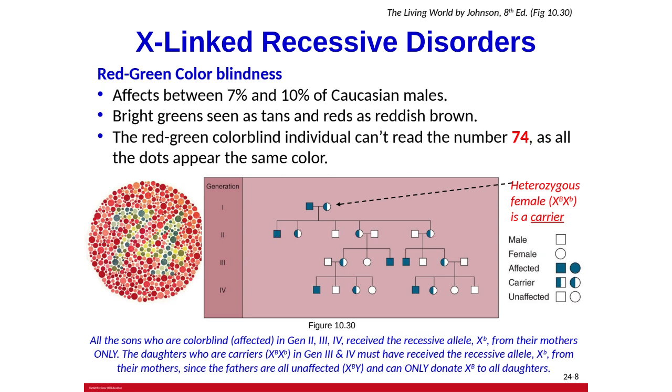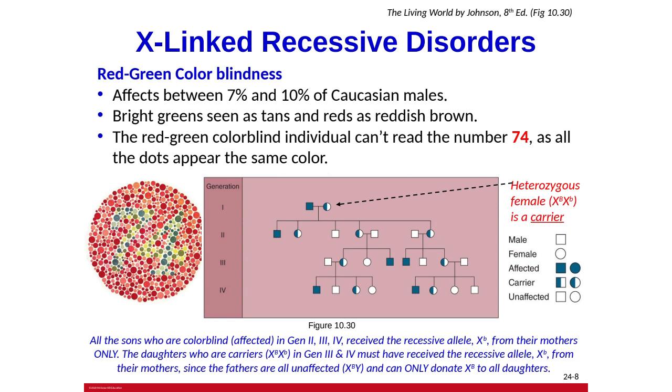As I mentioned earlier, about 1 in 12 Caucasian males have red-green color blindness. There are different forms of red-green color blindness, so different levels of severity. So this corresponds to about 7 to 10% of Caucasian males. So for them, bright greens are seen as tans and reds as reddish brown. A red-green colorblind individual shouldn't be able to read the number 74 as all the dots appear the same color.